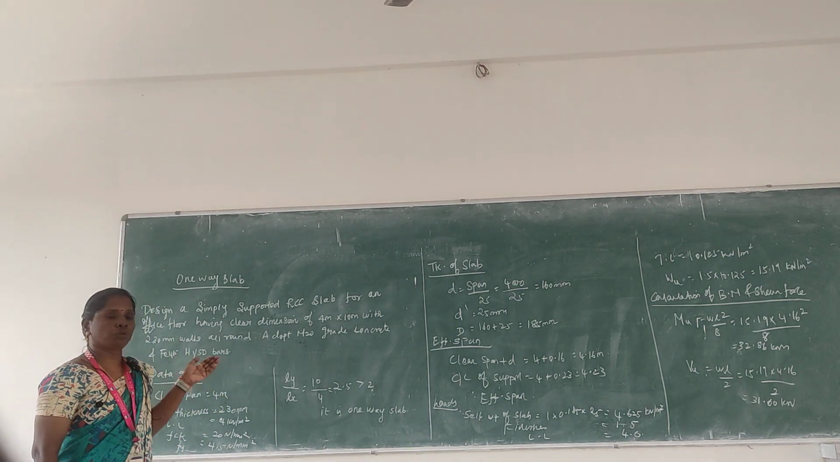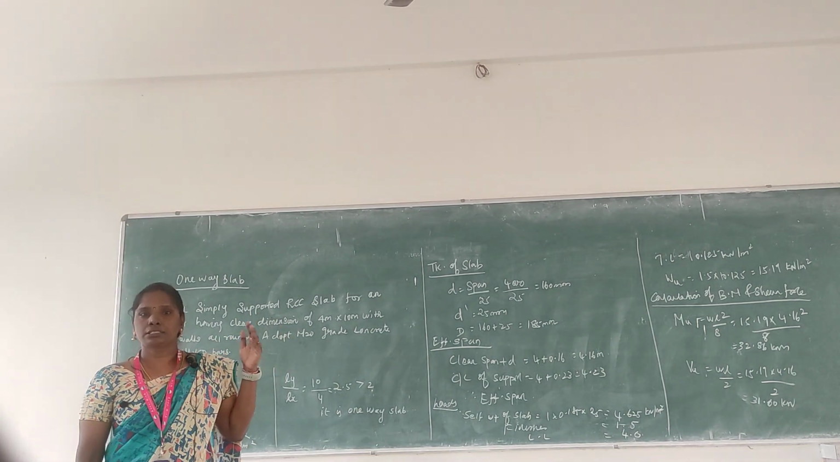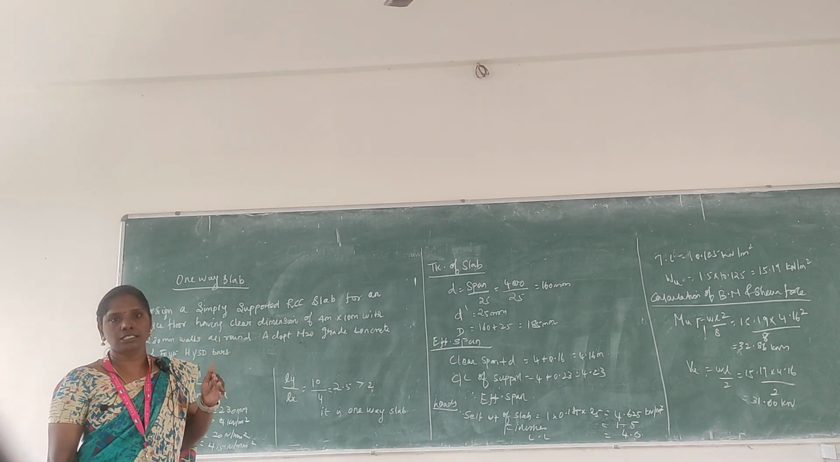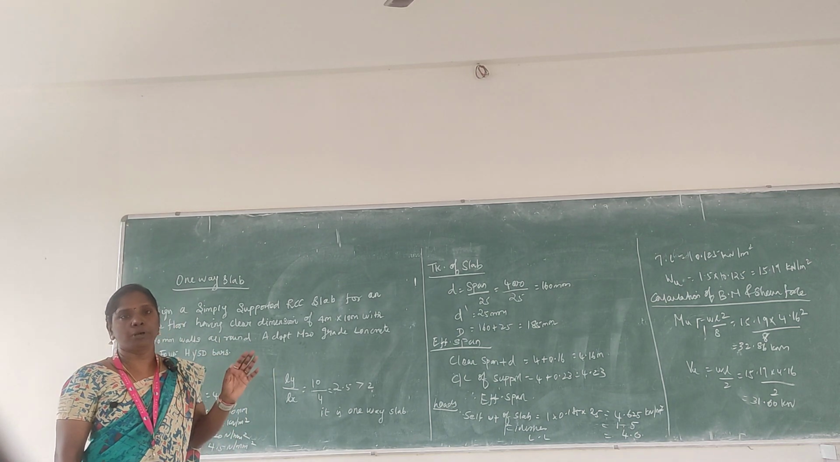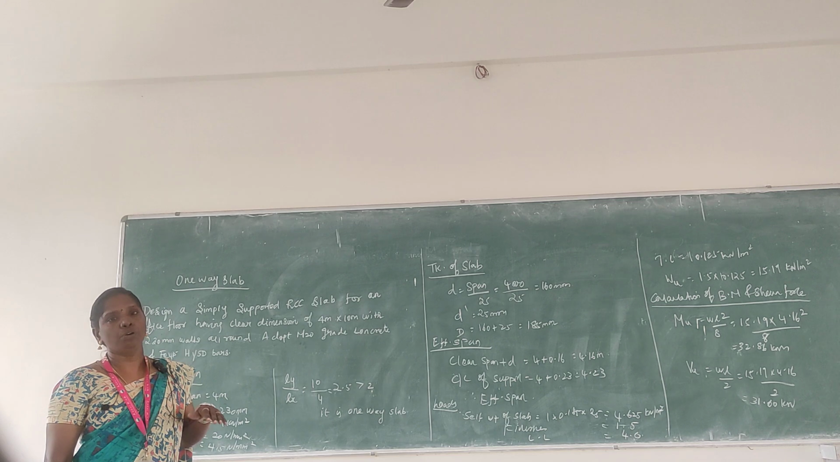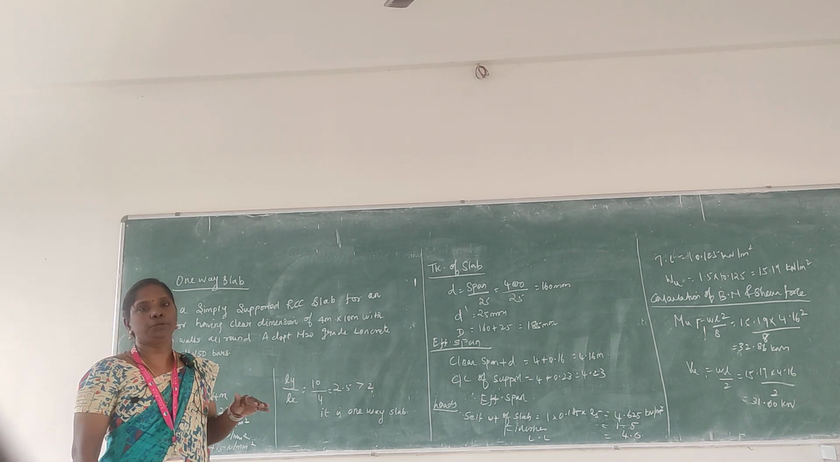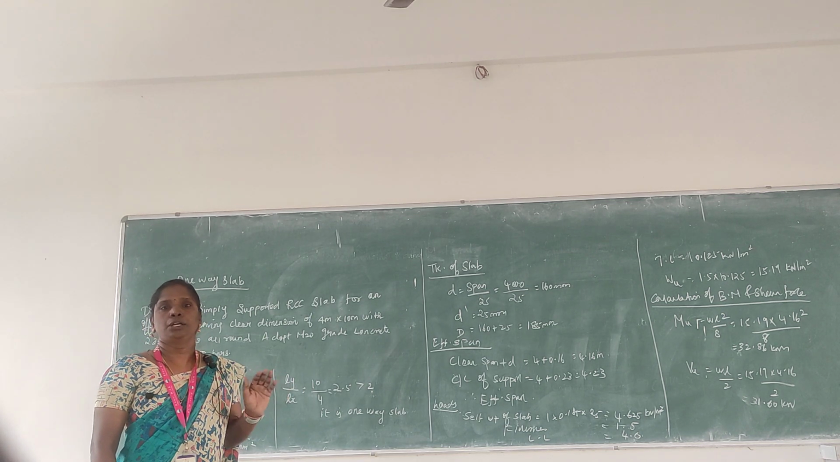Next, two-way slab. So, what is meant by two-way slab? If the slab spans in both directions and also carries load in both directions, it is nothing but a two-way slab. If the ratio Ly by Lx is less than 2, then we call it a two-way slab.